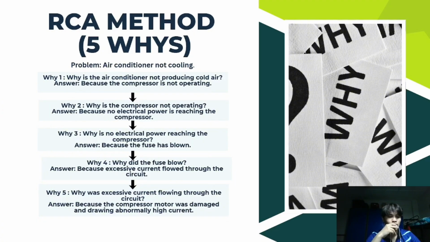And lastly, why was excessive current flowing through the circuit? The answer is because the compressor motor was damaged and drawing abnormally high current. So after asking the five whys, we finally reached the actual root cause. Therefore, the root cause of this failure is a damaged compressor motor rather than a simple blown fuse. So replacing the fuse will not permanently solve the problem because the damaged compressor motor will continue drawing excessive current and cause another fuse failure.